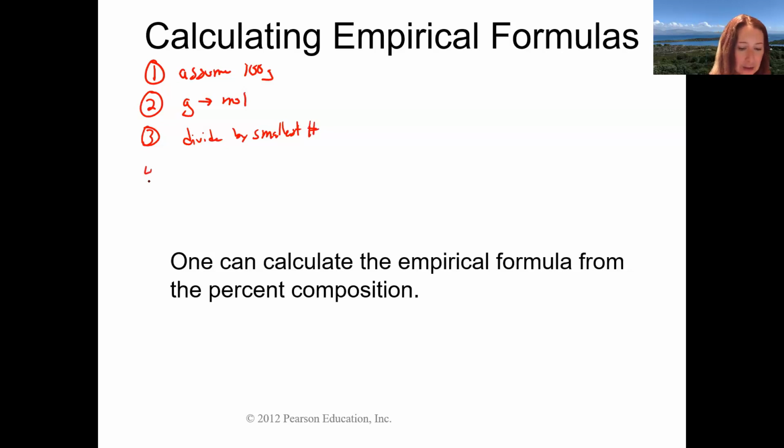Sorry. And the fourth step, only if needed, multiply to get whole numbers. And we're going to go over what each of those are. So write this down because we're going to talk about this. So assume 100 grams, or if they give you grams, just start with grams. Convert everything to moles, divide everything by the smallest number, and then if needed, multiply to get whole numbers.